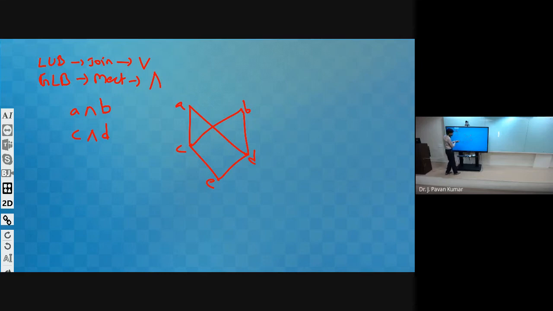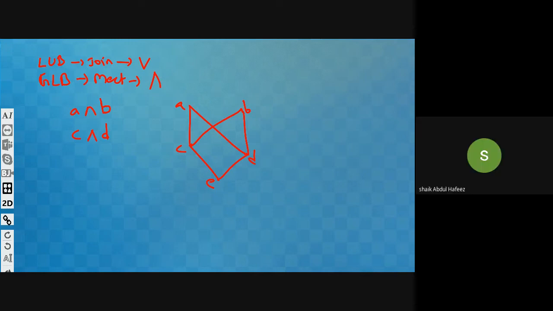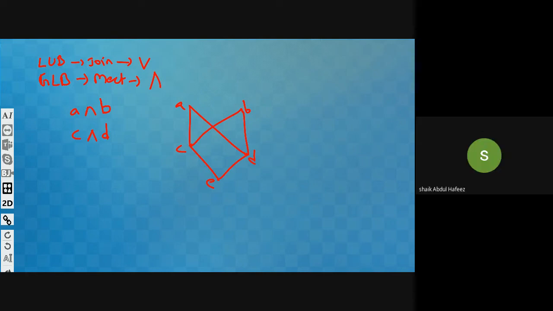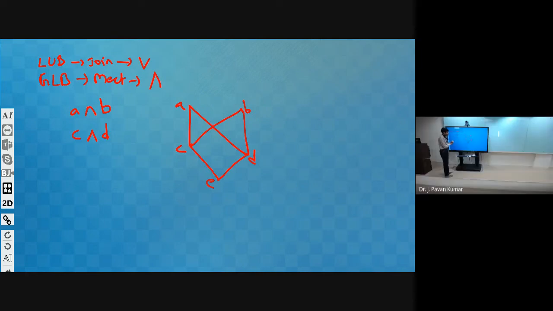Out of those, greatest one, greatest element in the sense maximum element. What is the maximum element in CDE? E. E is maximum. C comma D, sir. How many maximum elements can we have in a poset, in a Hasse diagram? Only one, sir. Now you are saying C comma D as maximum. So it's not correct, right? So now what is the maximum?